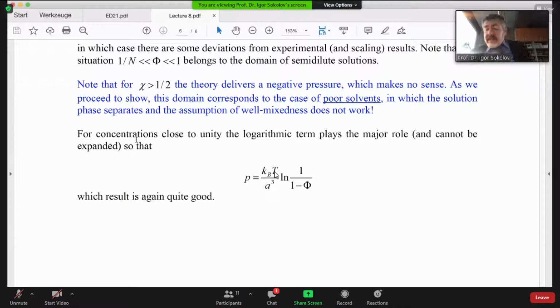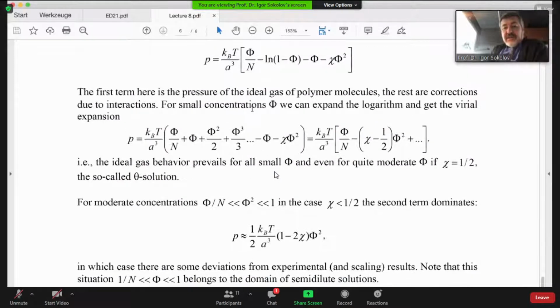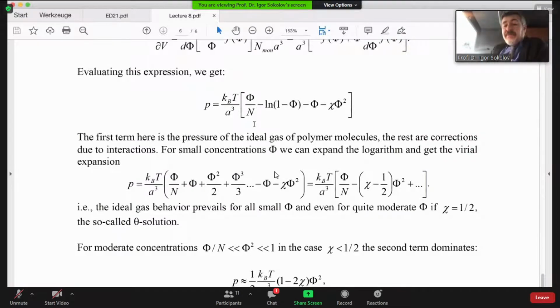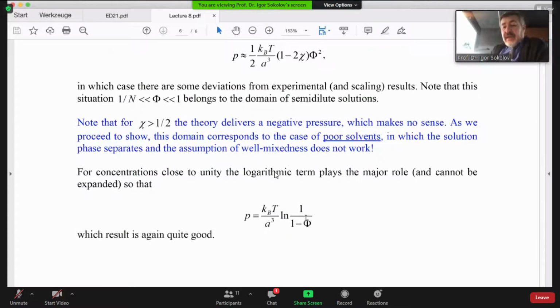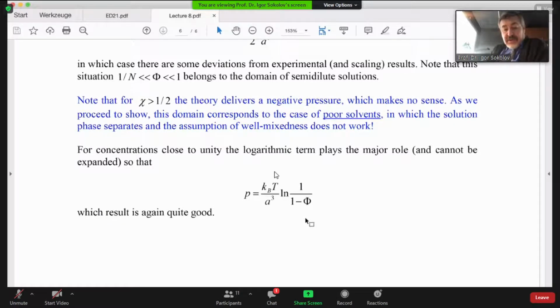Now, in the case when the concentrations are very large, what survives is this logarithmic term, because it diverges. If phi approaches unity, the logarithm is the largest term. This 1 minus phi is close to 0. The logarithm is huge. This is 1. This is of the order of 1. This is small anyhow. So I get the logarithmic term. And this is again okay. If you measure it, you see.